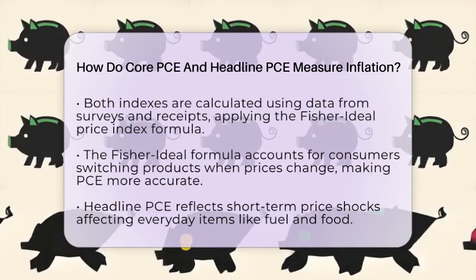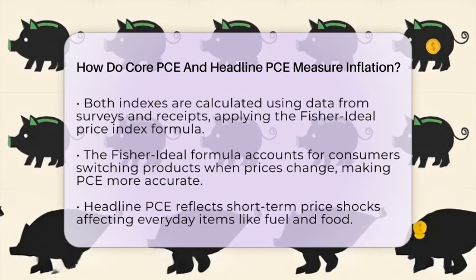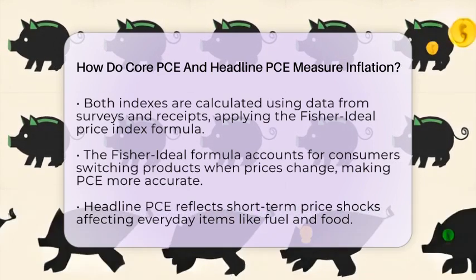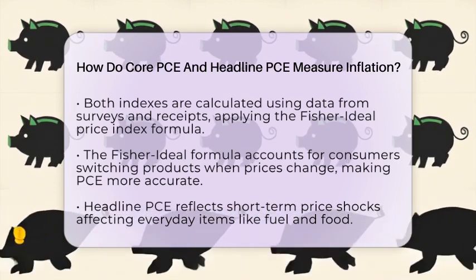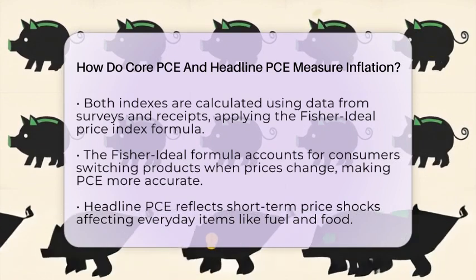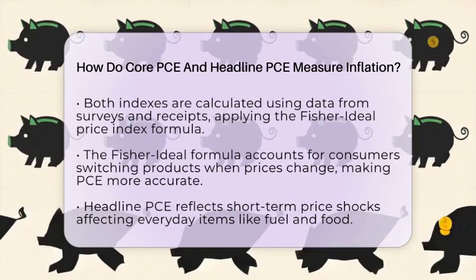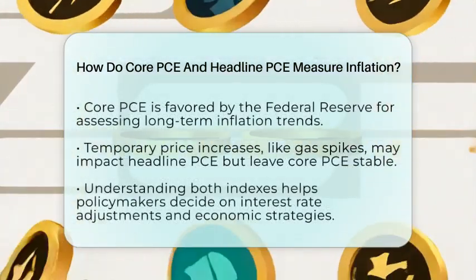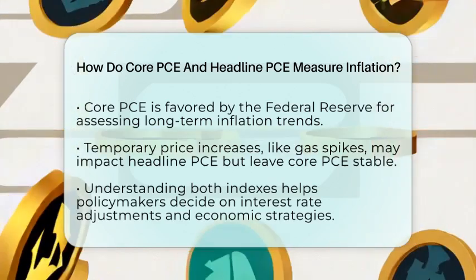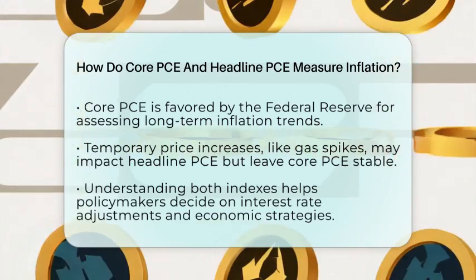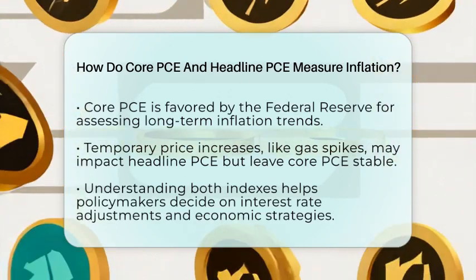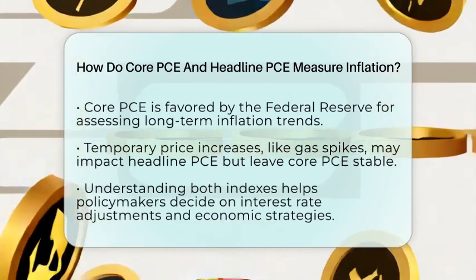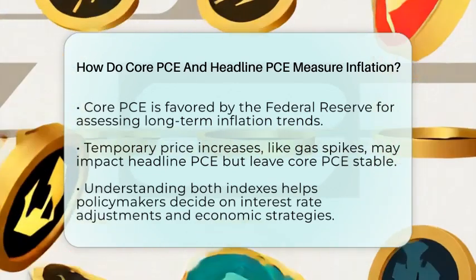In practice, headline PCE is useful for understanding how inflation affects everyday purchases like food and fuel. But because it can be affected by short-term shocks, it might not reflect the true inflation trend. Core PCE is often preferred by the Federal Reserve because it filters out these short-term swings and shows the more persistent inflation trend. For example, if gas prices temporarily rise, headline PCE inflation might jump for a month or two. But core PCE might stay steady, showing that the overall inflation rate isn't really changing. This helps the Fed decide whether to raise interest rates or keep them steady.